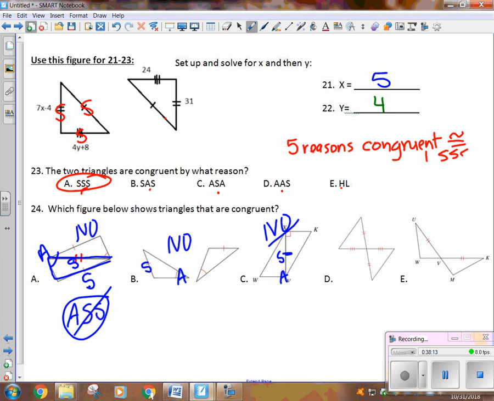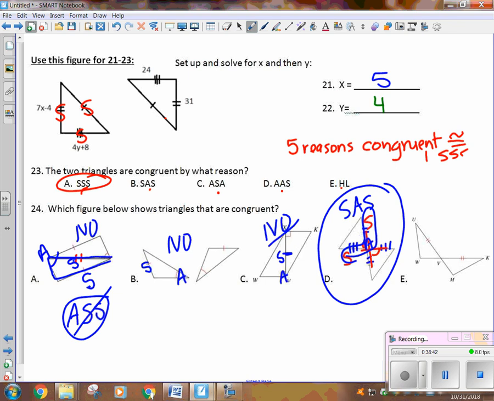Letter D, I have 3 marks, which matches 3 marks, 2 marks, which matches 2 marks. It looks like I have side, side, which looks at first like maybe it's not, but look closely. Is there something that you can mark that's not already marked? I hope you see the X-shaped angles are vertical angles. So when I put that in there, I end up with side, angle, side. So far, D is congruent.